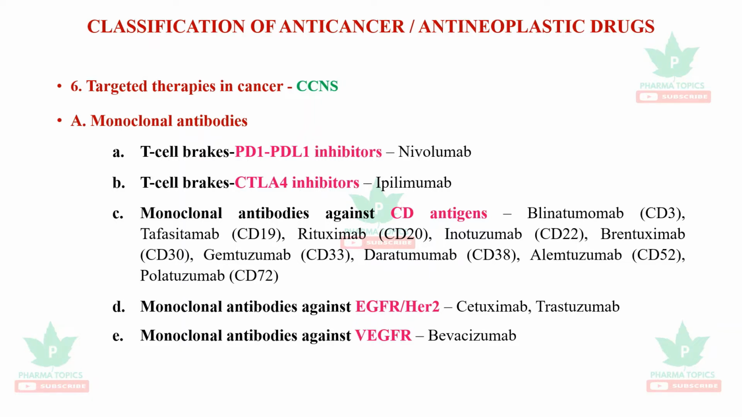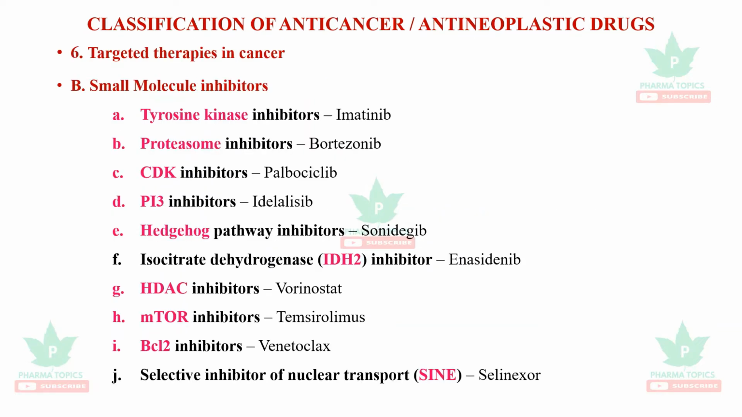Whichever CD antigen you are able to remember, you remember 2 or 3 monoclonal antibodies you can represent in this category. CD3 is blinatumomab, CD20 is rituximab, and CD52 is alemtuzumab. Then monoclonal antibodies against EGFR, epidermal growth factor, and HER2 are cetuximab, trastuzumab, and monoclonal antibodies against vascular endothelial growth factor, bevacizumab. Then the targeted therapies in cancer are small molecule inhibitors.